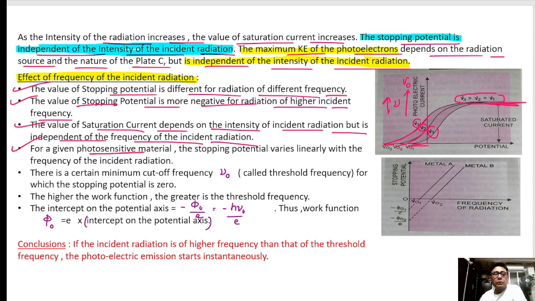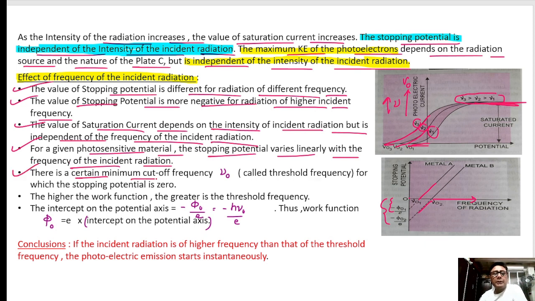For a given photosensitive material, the stopping potential varies linearly with the frequency of the incident radiation. So watch here. If the frequency is increased, see, the stopping potential also increases. This much is the stopping potential. And if this is the frequency, then this much is the stopping potential. So stopping potential will depend on the frequency of the incident radiation.